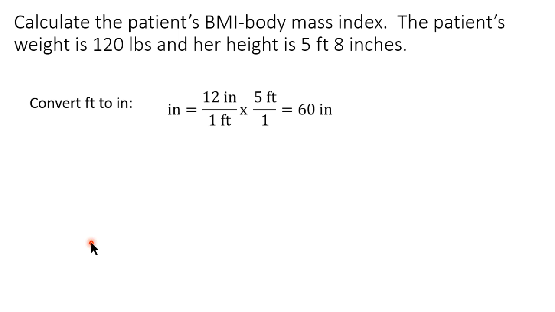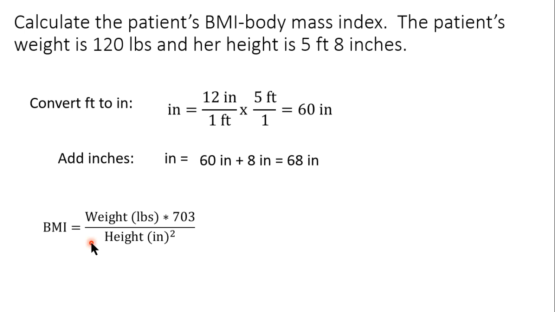We cancel out the feet, and we just multiply 12 times 5, which gives us 60 inches. Now, to that, we're adding the other 8 inches, so it would be 60 plus 8 for a total height of 68 inches. Then, since we now have the height in only one unit, we work it into the BMI formula.